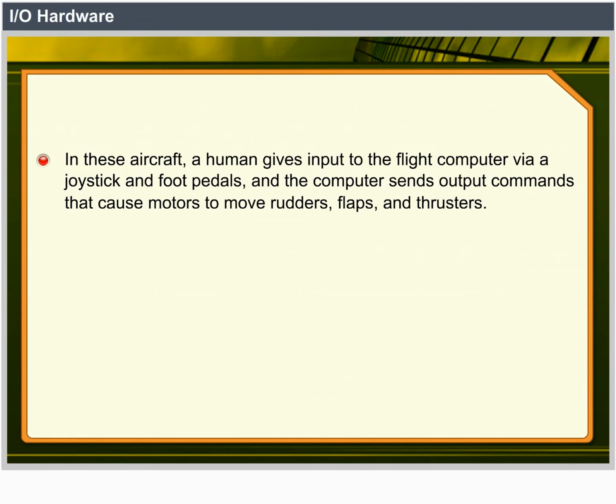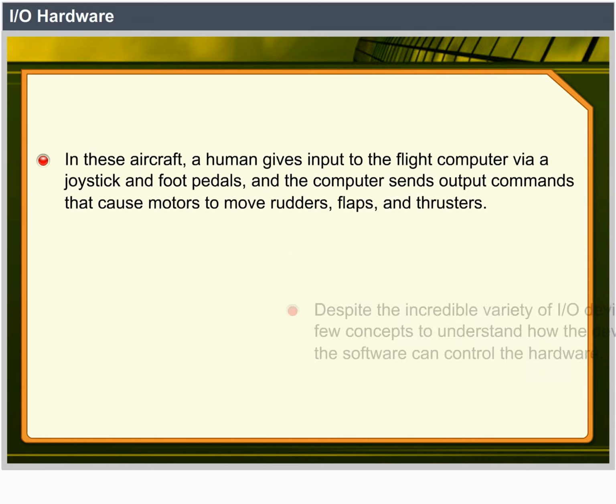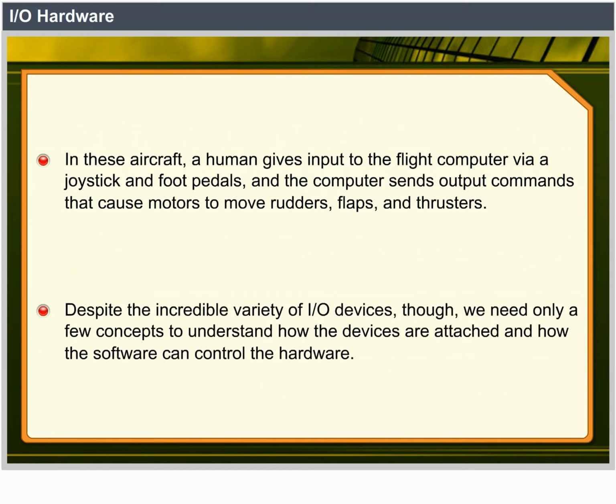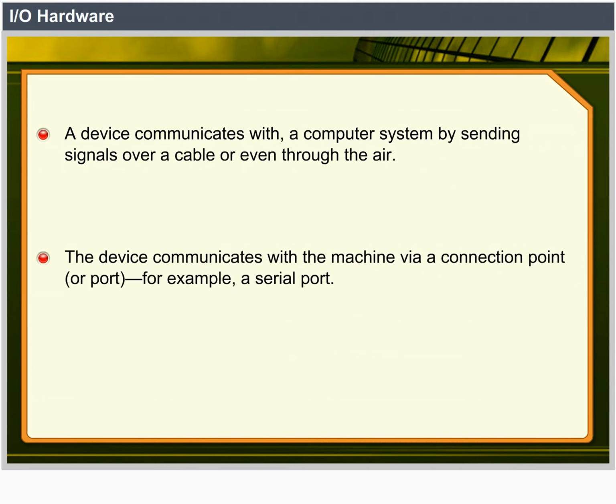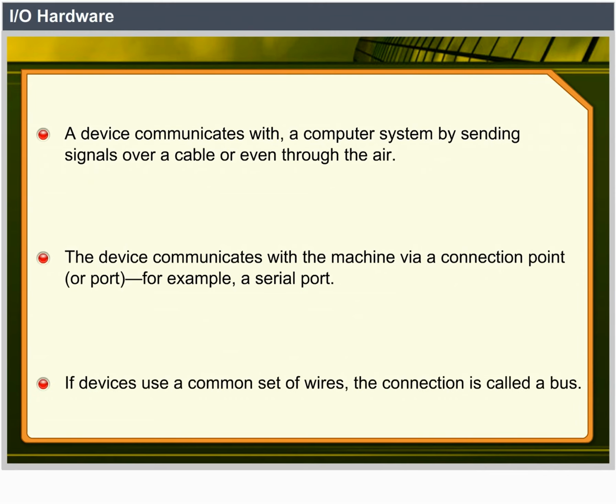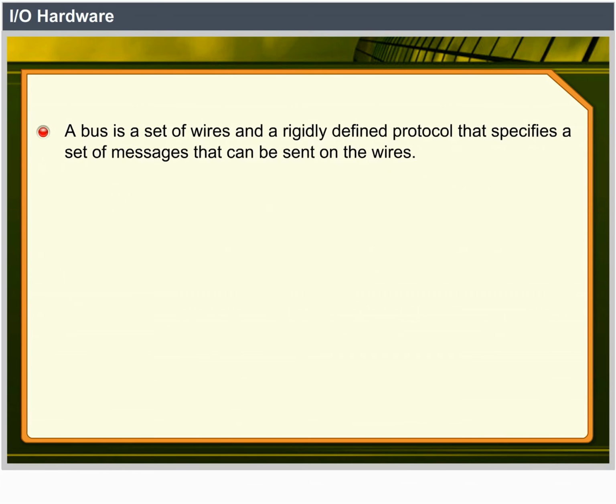Despite the incredible variety of input-output devices, though, we need only a few concepts to understand how the devices are attached and how the software can control the hardware. A device communicates with a computer system by sending signals over a cable or even through the air. The device communicates with the machine via a connection point or port, for example, a serial port. If devices use a common set of wires, the connection is called a bus. A bus is a set of wires and a rigidly defined protocol that specifies a set of messages that can be sent on the wires.